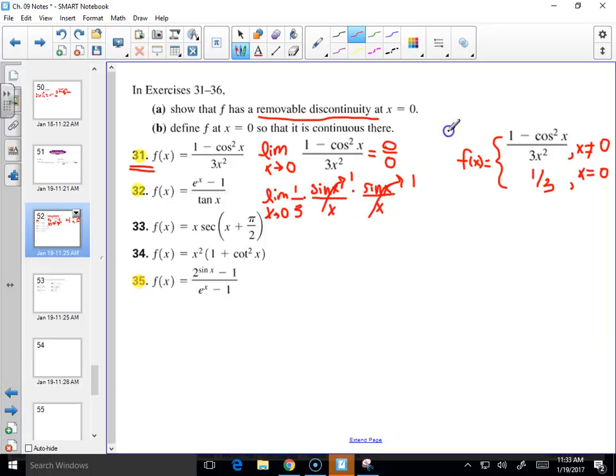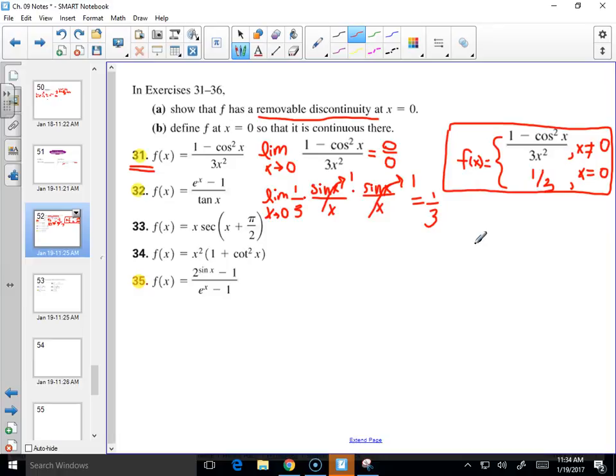Does it have a removable discontinuity? Yes. Why? Because we can fill it. Okay, let's say that better. Does it have a removable discontinuity? The limit is a constant, so yes. Does that make sense? The limit is not infinite. The limit is not DNE because they do not agree. The limit is a constant, so yes, there is a removable discontinuity. There's just a little baby hole.